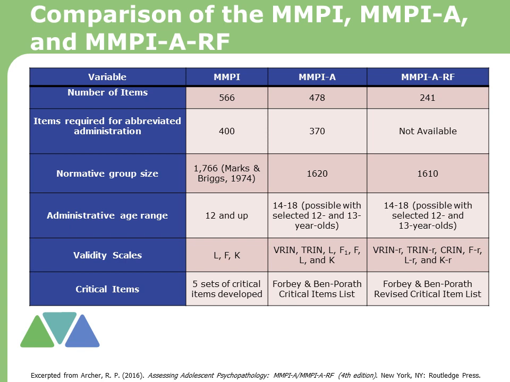The MMPI-A-RF is 241 items in length, and those 241 items were derived from the 478 items that appear on the MMPI-A. I'm going to go over this quickly because I assume you already know it. The MMPI-A-RF norms are based on the MMPI-A norms, dropping 10 cases from the A norms so that we have an equal number of boys and girls. The administrative age ranges are generally the same for the A and A-RF. The validity scales are more elaborated on the A-RF, and the critical item list that appears on the A has been carried over to the A-RF.